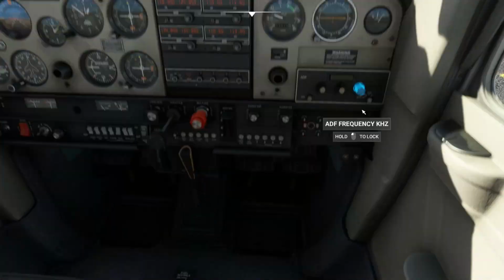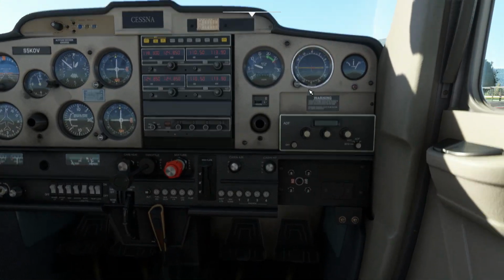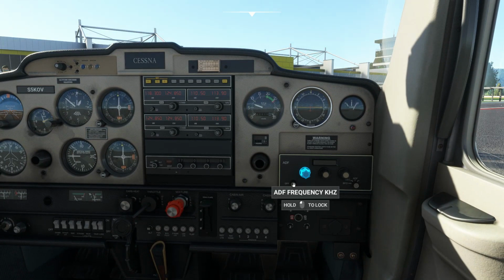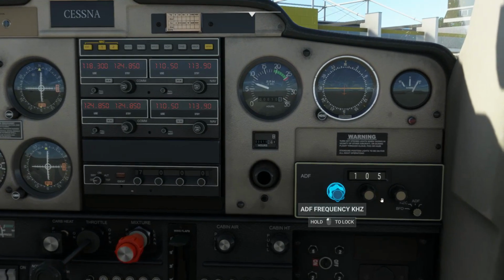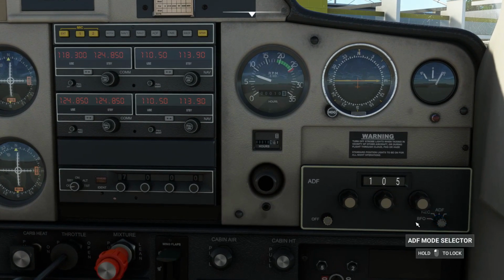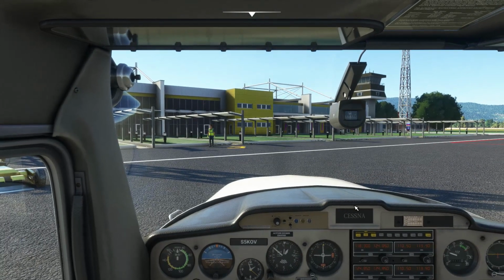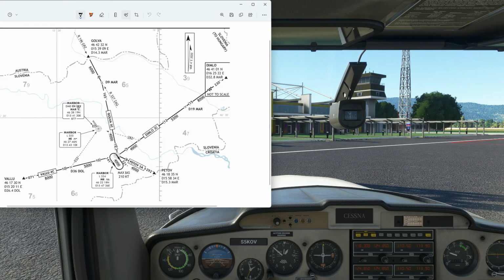Now if we move here to our ADF indicator, we can at first turn it on, make volume high, and we can switch to ADF. Now as we saw our ADF, we can see we are at the airport at parking place 3.